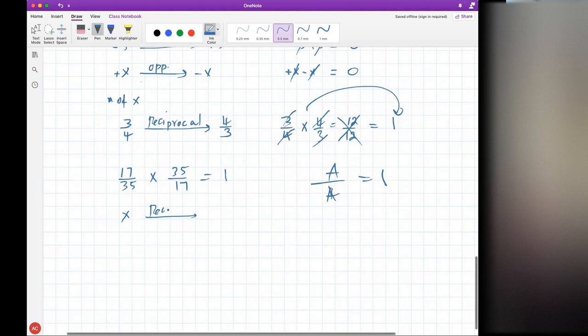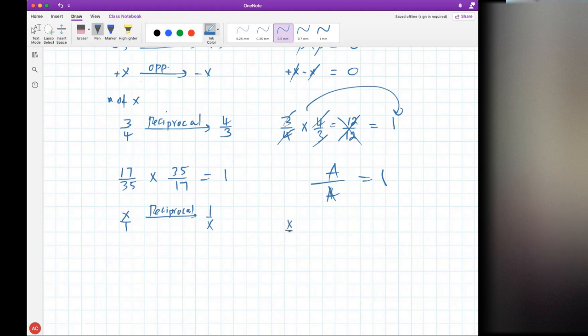What's the reciprocal of x? 1 over x. That's x over 1, flipped, which is 1 over x. Because any number, you can make it a fraction, as we saw earlier. You make it a fraction, you flip it, you get the reciprocal. That's 1 over x.